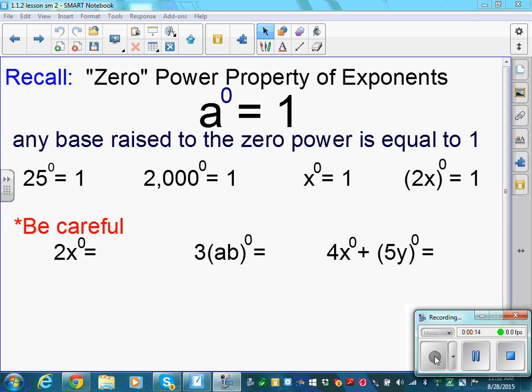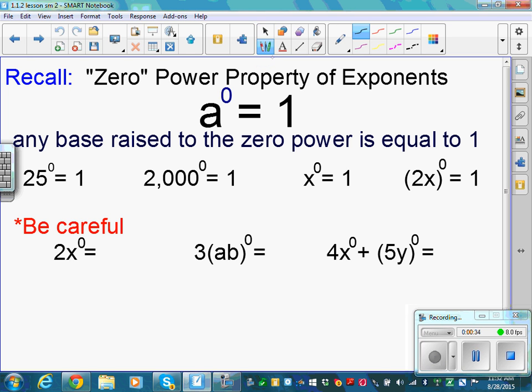Okay, last time we learned that any base raised to the 0 power is equal to 1. So we learned the 0 power property, which says any base raised to the 0 power is equal to 1, no matter what that base is. So if we have 25 raised to the 0 power, that's going to equal 1.